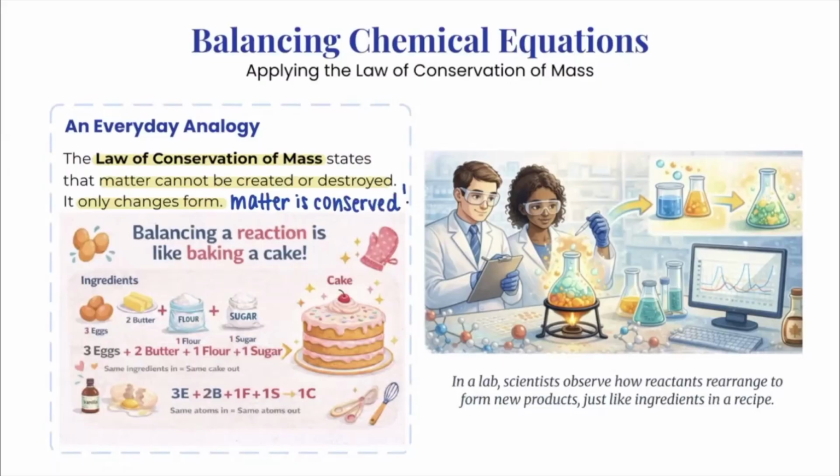And one way I like to explain this to my students is by using the analogy of baking a cake for your best friend's birthday party. Maybe the recipe calls for 3 eggs, 2 sticks of butter, 1 cup of flour, maybe 1 cup of sugar. When you bake the cake, do those ingredients just disappear? Of course not. They're simply transformed into something new: your cake. And you see, the same idea applies in chemistry. The same ingredients that go in are the same ingredients that come out. They've just been rearranged. And just like a recipe, scientists use chemical equations to show how this rearrangement happens.